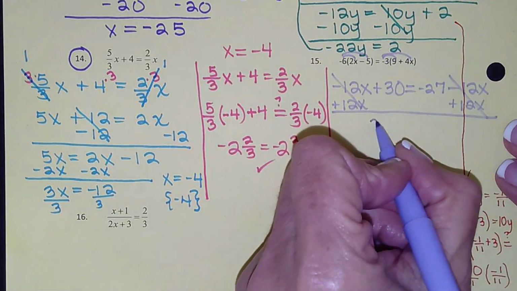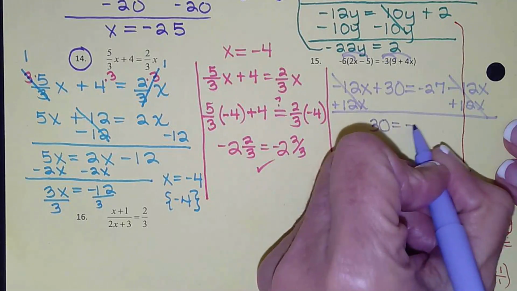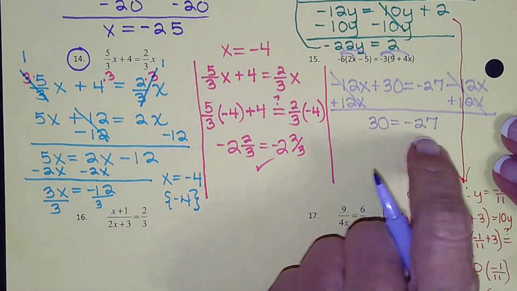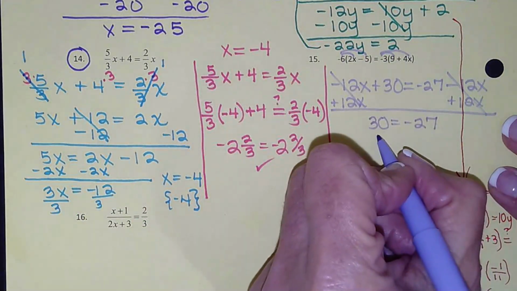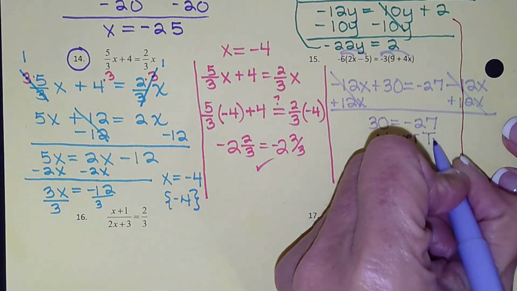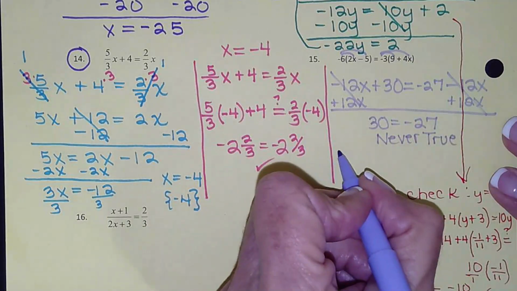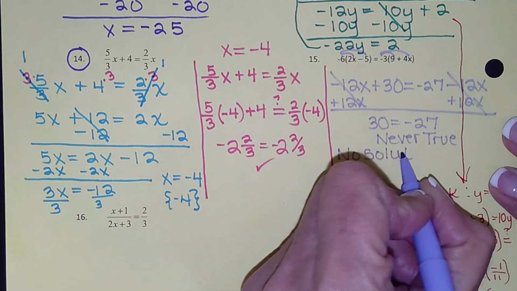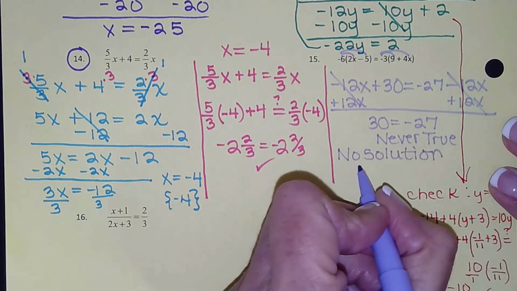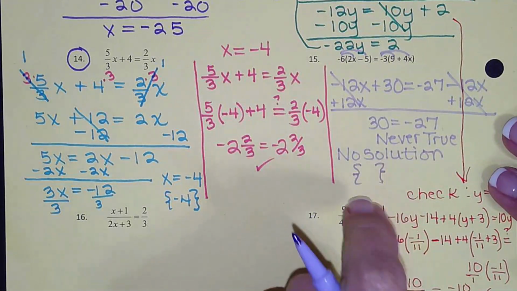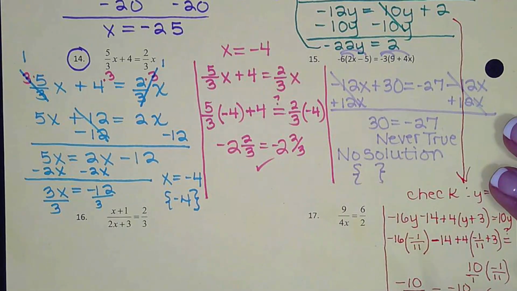They're gone. Don't write anything below it. Bring down what's left. 30 equals -27. And we say always true or never true. And this is never true, which means no solution. And like I said, I'm not sure whether Alex is going to offer you to pick a no solution out of the toolbox or if it wants you to write empty set. So if you don't see a no solution to pick, then you just do the empty set, which is the same thing.